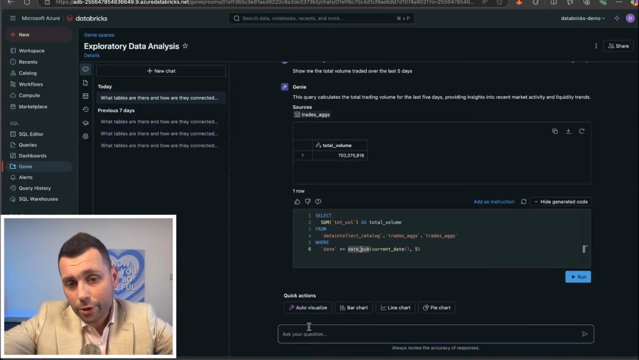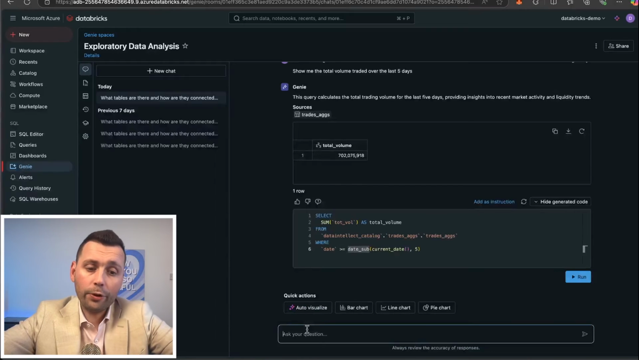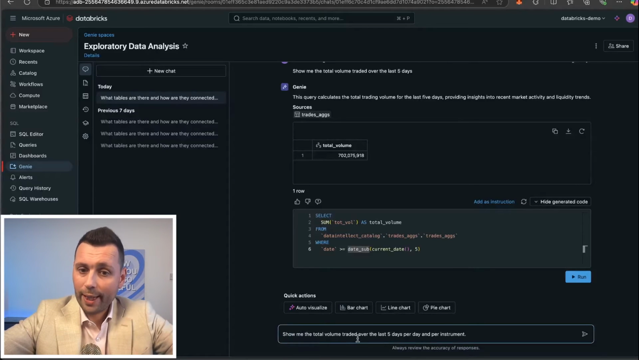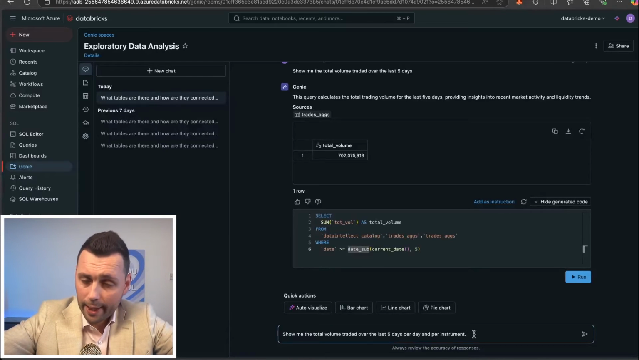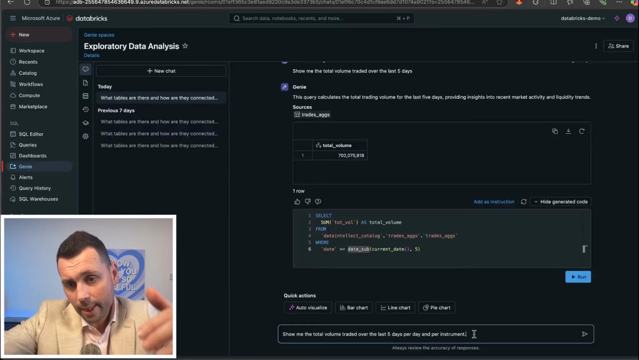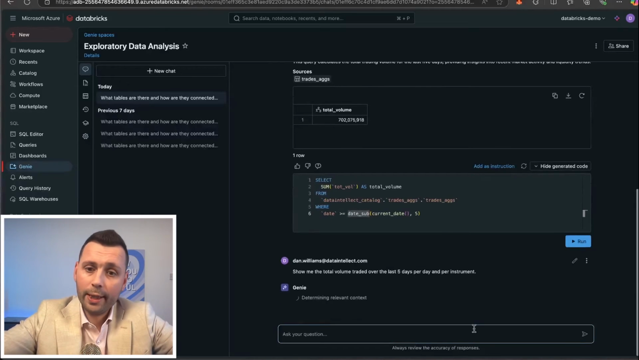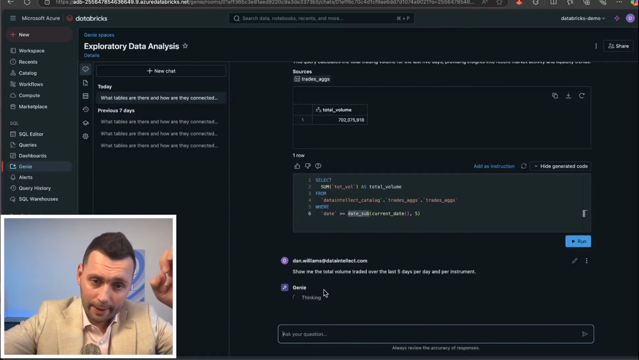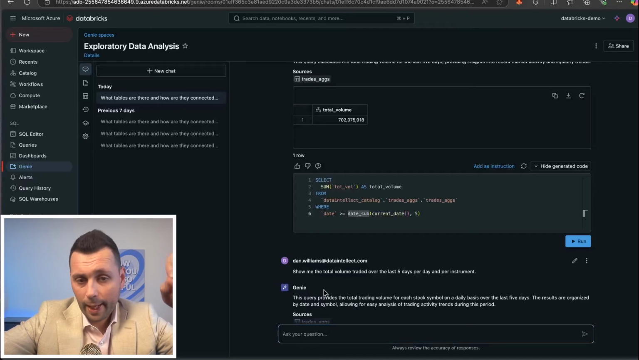Now let's build on this question by actually grouping on date and symbol. Let's see, for example, show me the total volume traded over the last 5 days per day and per instrument. So we actually build on top of this query. Let's see if Genie can actually answer this question. It's determining the relevant context. It's thinking. So now we should see the data being grouped by day and by symbol.